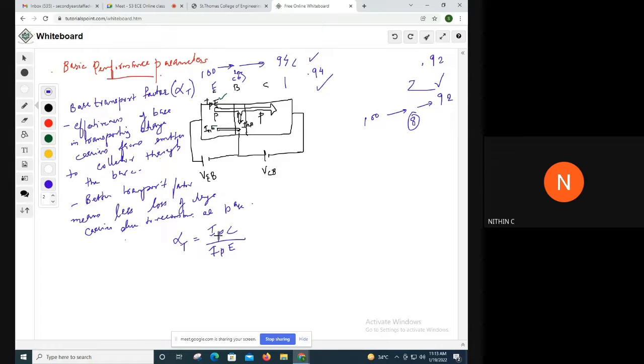So I hope you got how we took this IPC. IPC is the number of holes emitted. Charge carriers emitted from the emitter region are holes. So the ones that reach the collector will become IPC. Right? That will become IPC over here. So IPC divided by IPE will give you the base transport factor.